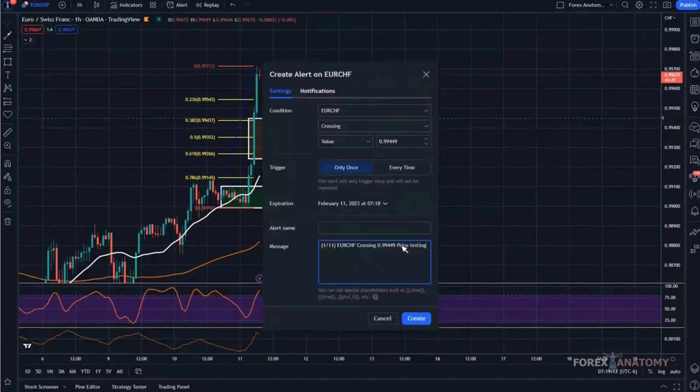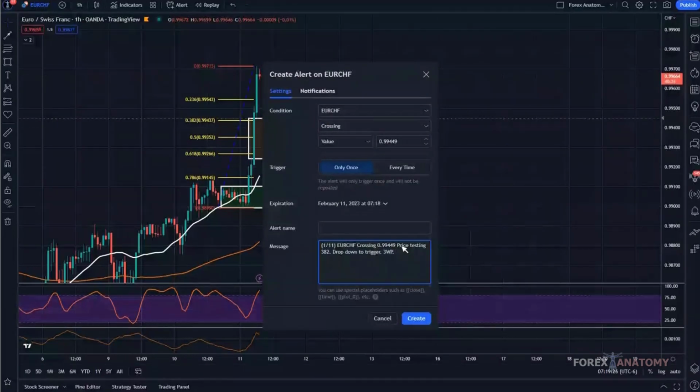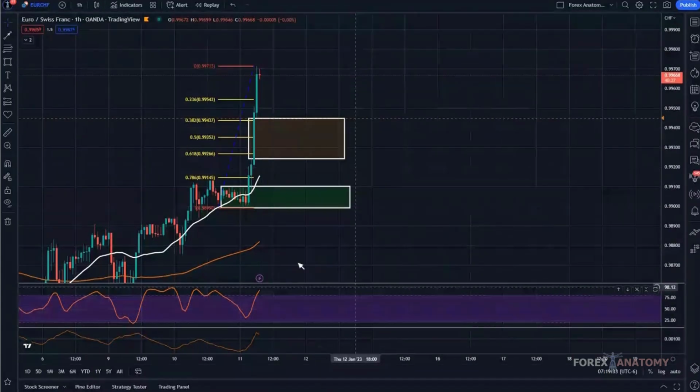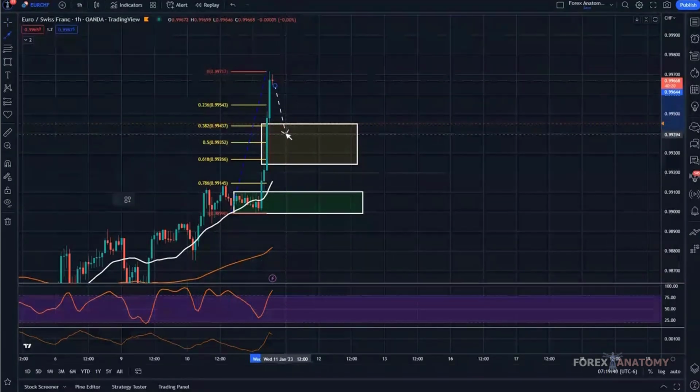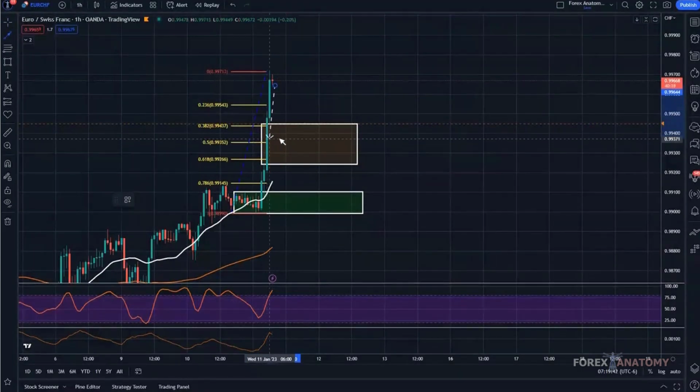Testing, let's say, 382, drop down to trigger, 3-wave pullback, look to buy. So yeah, that's what we're going to do on this particular pair. So again, what we want to do is wait for price to retrace somewhere into this zone. Hopefully it can get to around the 50 or close to it.